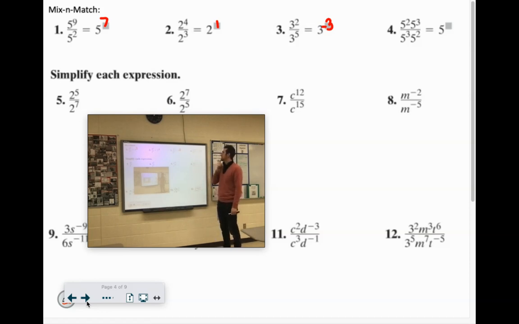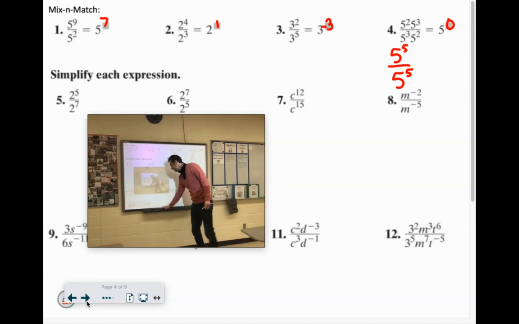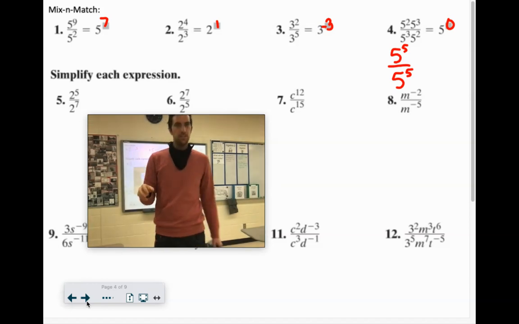Last one, and then we'll start the next video. So if we simplify the top, 5 squared times 5 to the 3rd, that'd be 5 to the 5th. The denominator would also be 5 to the 5th. So if we subtract the exponents, 5 minus 5 is 0. We'll finish up the rest of these in the next video, hopefully.